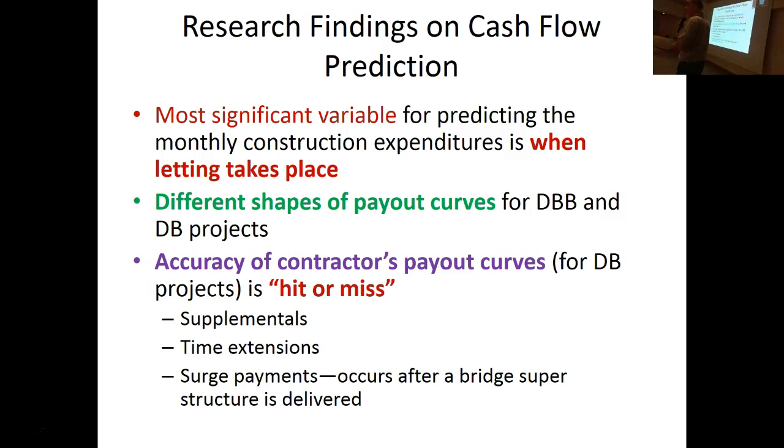Okay, so the contractor can start with what they think they're going to spend on the project, and then things happen, right? The weather was worse than they thought. That changed the expenditure curve. There were change orders that came about, things like that. So even for the contractor, it can be challenging to meet their own expenditure curves for the project. And then the last one here, surge payments. Okay, so it occurs after, let's say, a bridge superstructure is delivered. So it's a big expense item that just hit, and now the contractor wants to be paid.